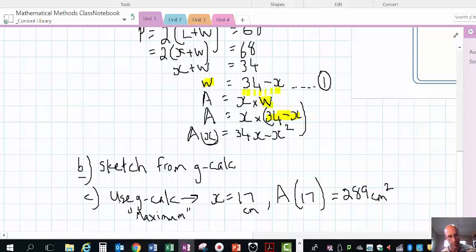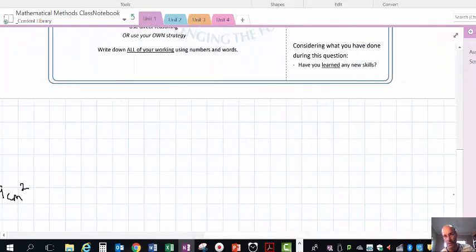So returning to the question, the sketch is from the graphics calculator in part B. We just copy that into our book, and then in part C we're using the G-Calc. So the graphics calculator did make life easy. This could have been a much harder problem if it was a technology free question, which could be asked of you, but we used the maximum function from the analyze graph menu, x equals 17 centimeters, and subbed into the area. That gives us 289 centimeters squared.